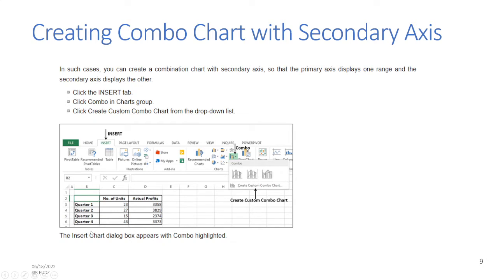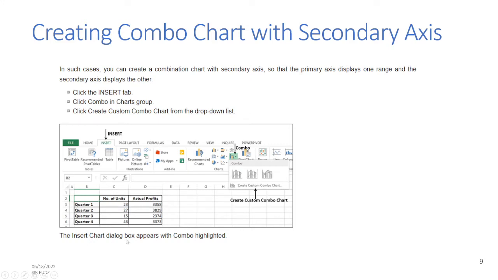In such cases, you can create a combination chart with secondary axis so that the primary axis displays one range and the secondary axis displays the other. So click the Insert tab, click Combo in Charts group. Then click Create Custom Combo Chart from the drop-down list.